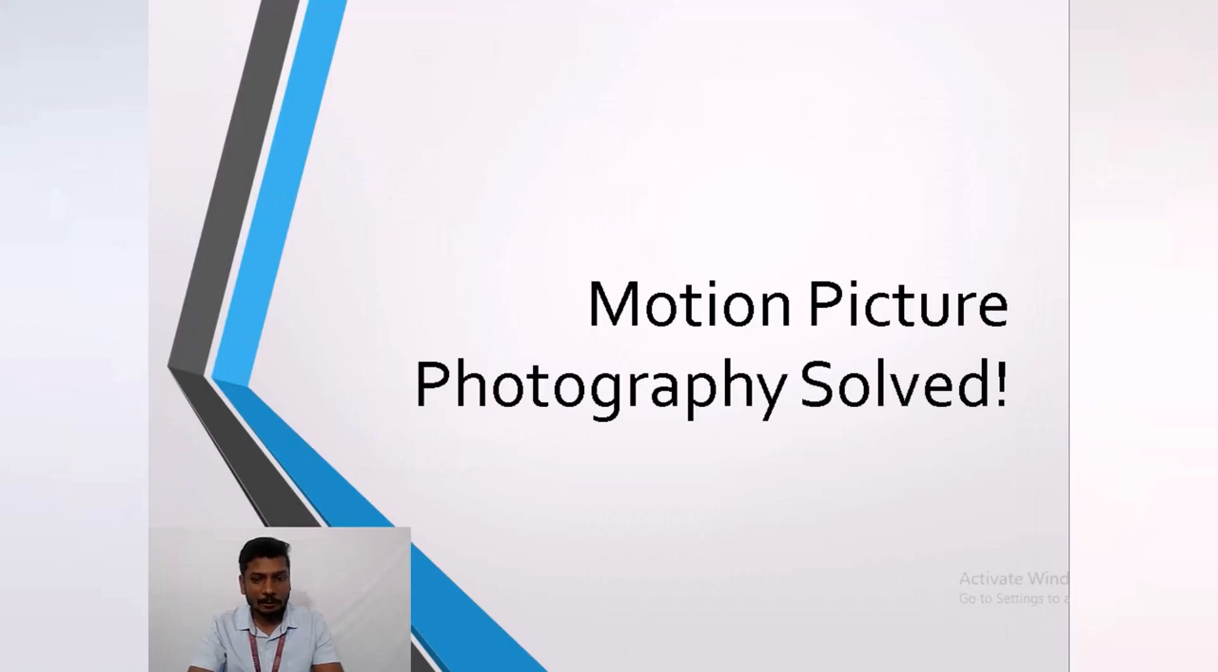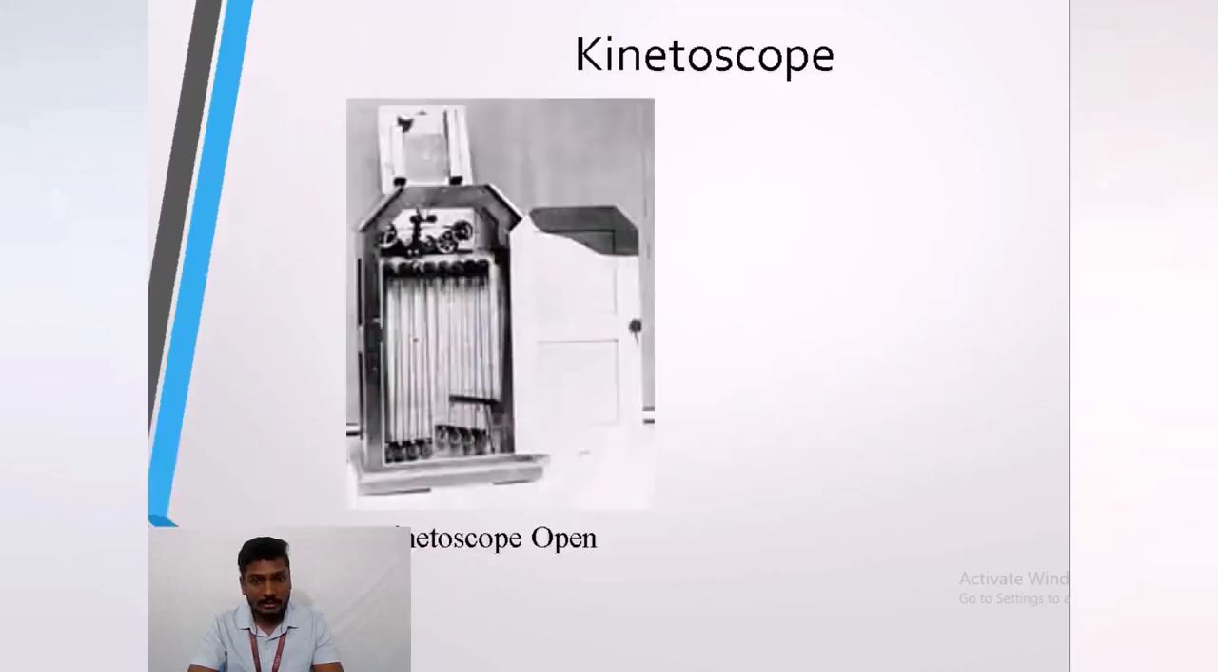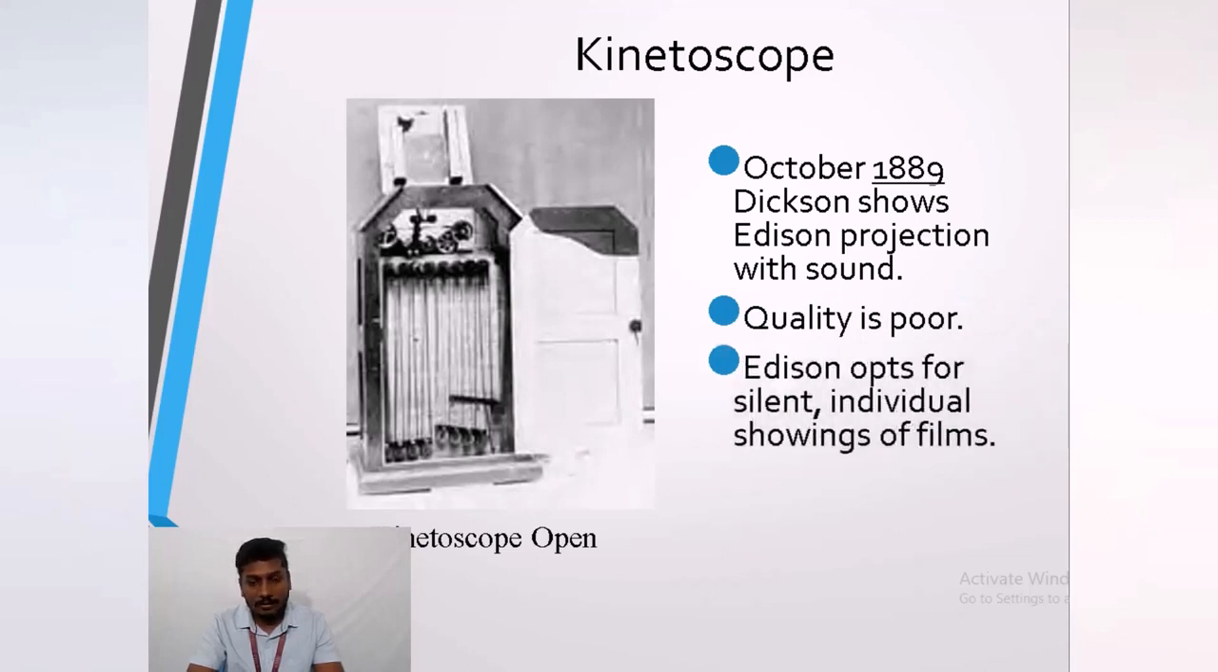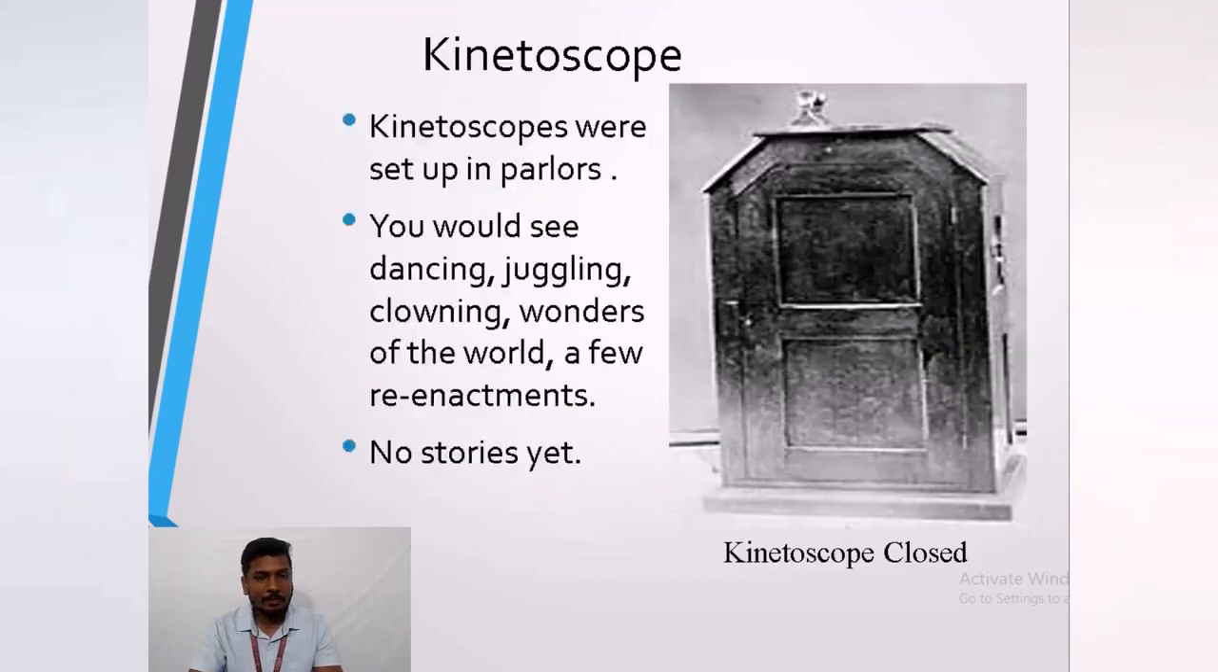Motion capture photography was solved. Filmmakers now had to find a way to show their images. Kinetoscope. October 1889: Dickson shows Edison a projection with sound. Quality is poor. Edison opts for silent, individual showing of film. Kinetoscope was set up in parlors. You could see dancing, juggling, clowning, wonders of the world, a few reenactments. No story acts.